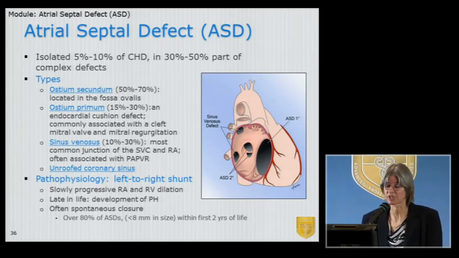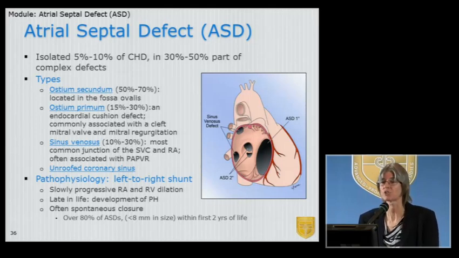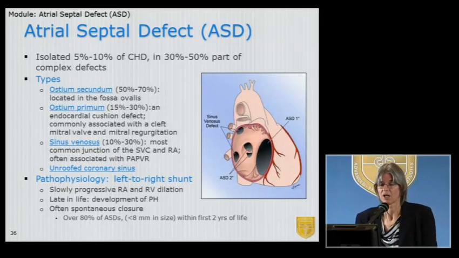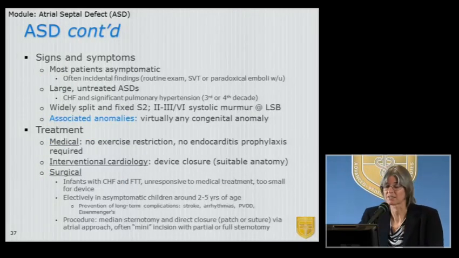A lot of the ASDs, up to 80%, will close spontaneously, especially the small ones within the first 2 years of life. So if these kids are asymptomatic, we just watch them and they get repaired later on. Signs and symptoms: most patients are asymptomatic. They're often an incidental finding on a routine exam, or they have some arrhythmias, or later in life they present with a paradoxical embolization and a stroke.